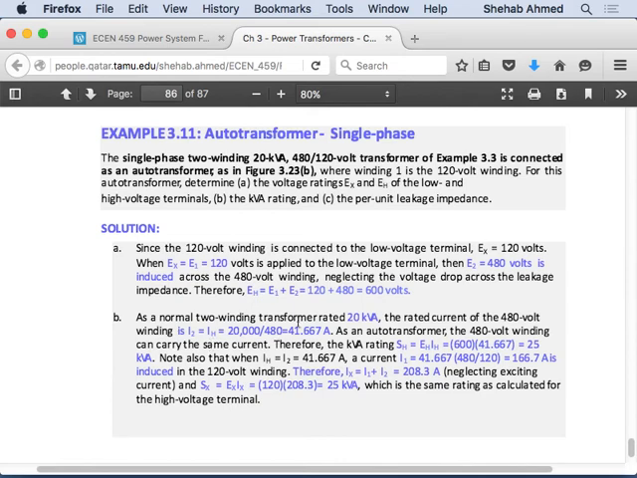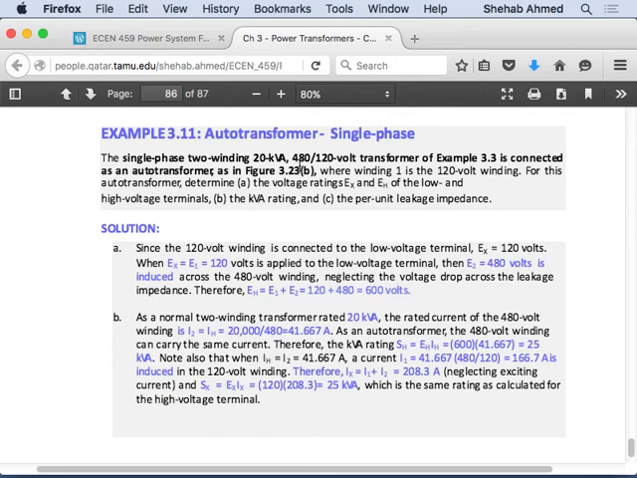And then power, originally it's a 20 kVA transformer. The rated current of the 480 volt winding is, remember, we can do it on the primary side or the secondary side, it does not matter. So for me to find the rated current, I used my 20 kVA is equal to V times I, right? I have my V, which is now what? My new V is E1 plus E2. My old V was what? My old V on the high voltage side was 480, right?